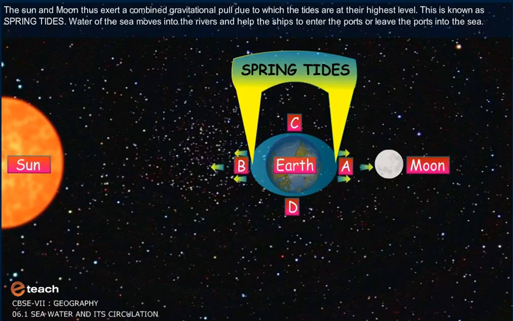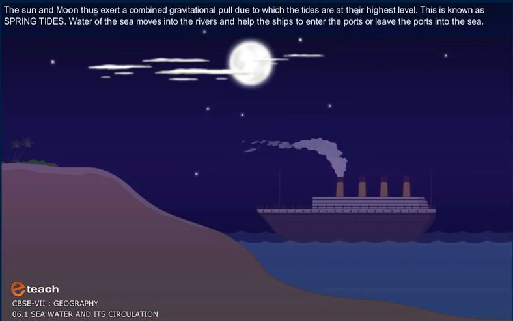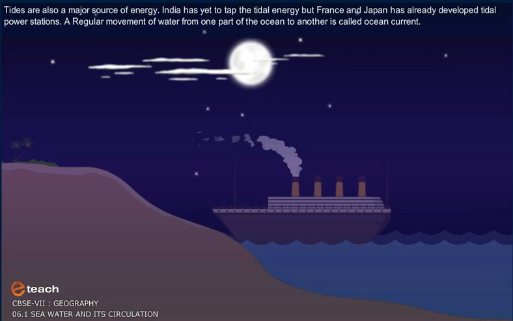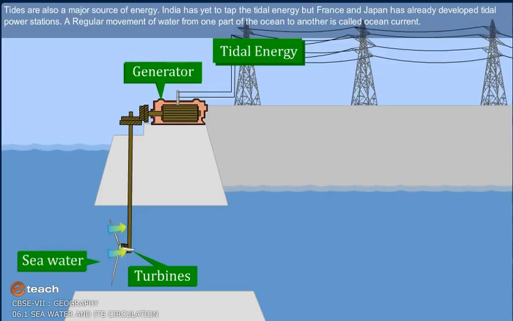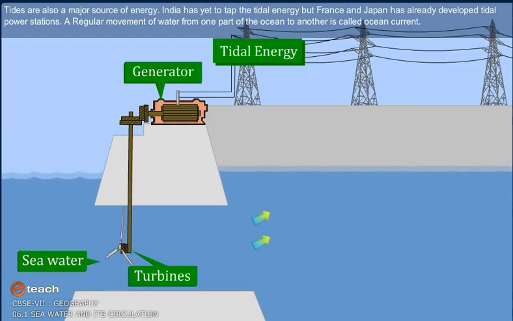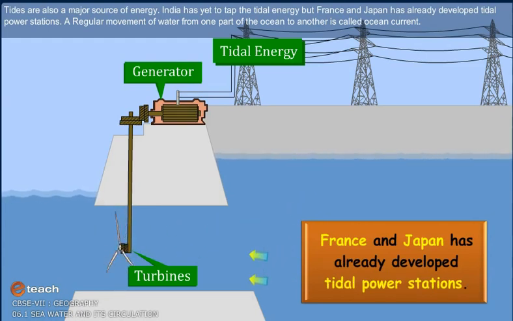Water of the sea moves into the rivers and helps the ships to enter the ports or leave the ports into the sea. Tides are also a major source of energy. India has yet to tap the tidal energy, but France and Japan have already developed tidal power stations.